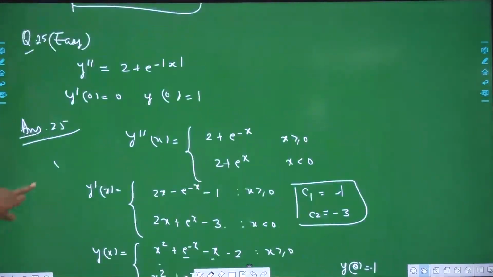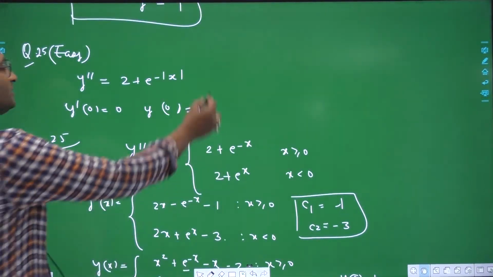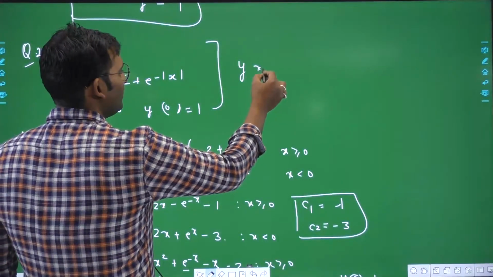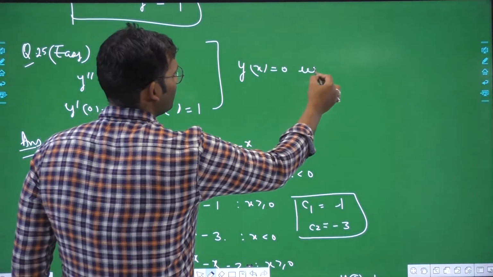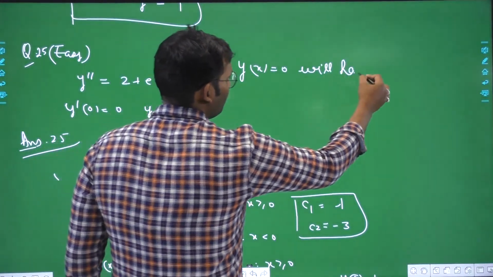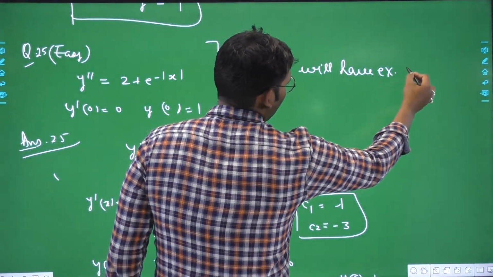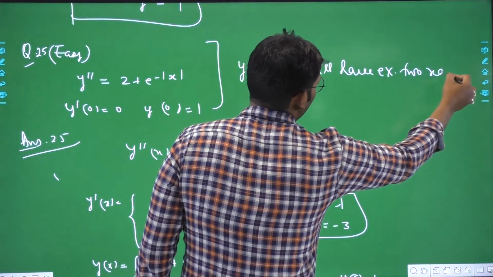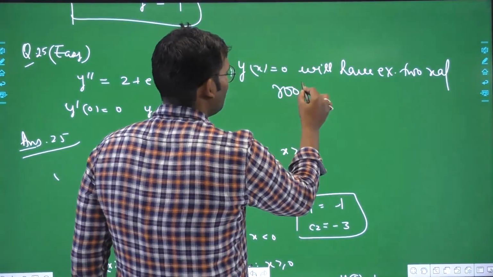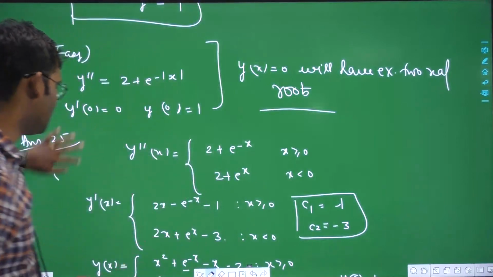सो फॉर दिस पर्टिकुलर क्वेश्चन, क्वेश्चन नंबर 25, आंसर इज y x is equal to 0 will have exactly two real roots. आई बिलीव ये चीज समझ में आई होगी.